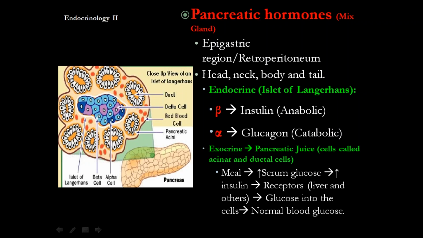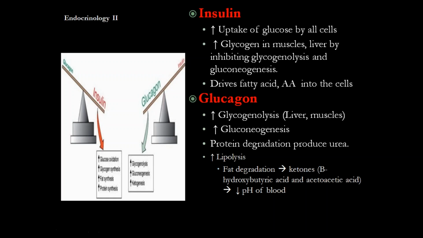Anyhow, so the beta cells are going to produce insulin and the alpha cells are going to produce glucagon. So both of them are going to have an opposite effect. Insulin is going to make all the cells take up glucose. How is insulin being released? Who stimulates the insulin to be released? We already know it is the levels of glucose.